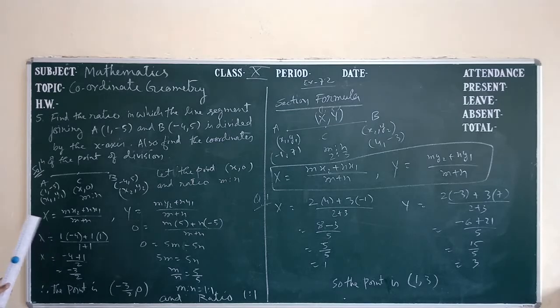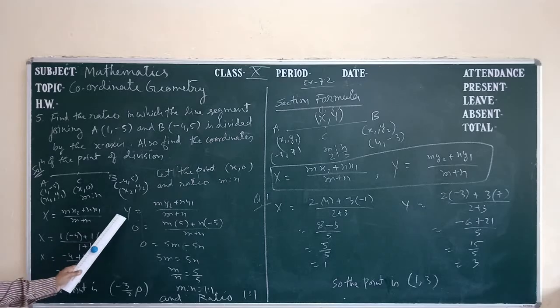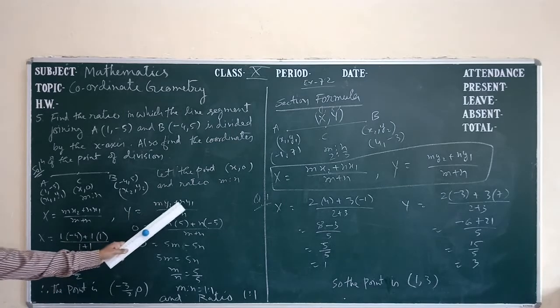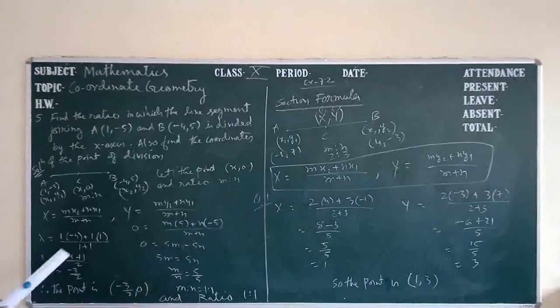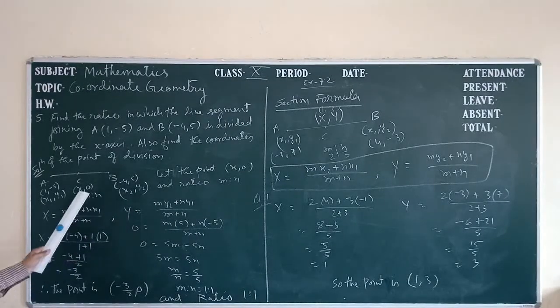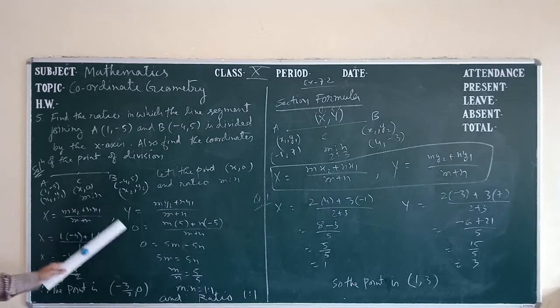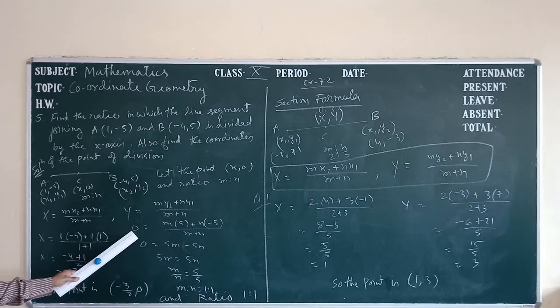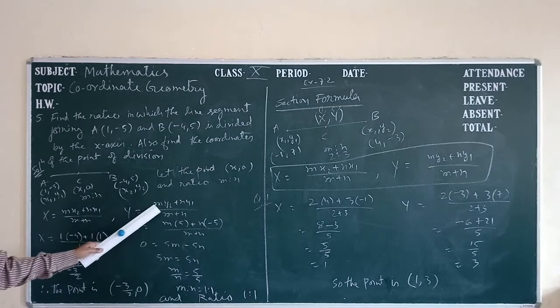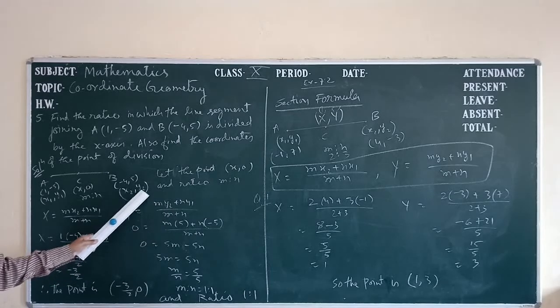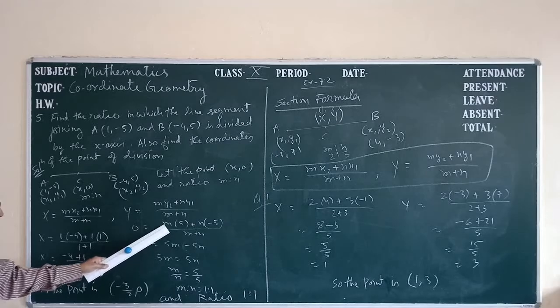Capital X is equal to (m x2 plus n x1) upon (m plus n). Capital Y is equal to (m y2 plus n y1) upon (m plus n). Now we put this in the y value. Capital Y value is 0. So what we do? We write m into y2, which is 5. We don't expand the m value.